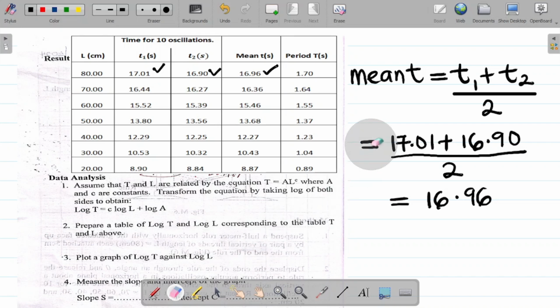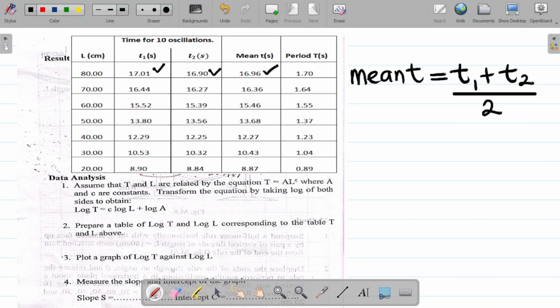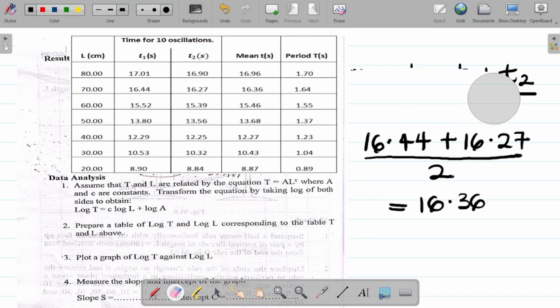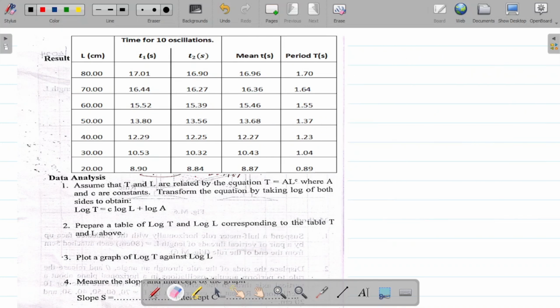Let's try for the second mean T. For the second mean T, I would use this one here, which is 16.44 plus this one here, which is 16.27. I'll divide this here by 2. If I solve this math, I'll have this value here, which is 16.36. Alright, so use this idea to fill up all of them. That's how you get your mean T, basically. So use this idea to complete the column for mean T.